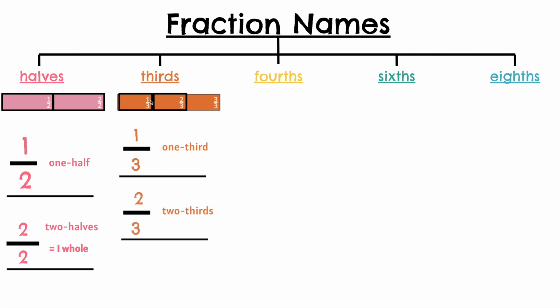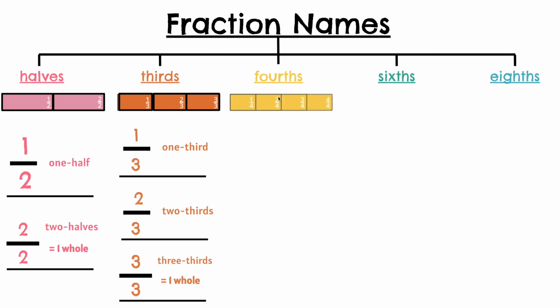And let's say we have 1, 2, 3, and we have all 3 parts. So we have 1/3, 2/3, 3/3. If we have 3/3, we have a whole because we have all 3 parts. So 1/3 plus 1/3 plus 1/3 gives us 3/3, which gives us 1 whole. We have all 3 parts.